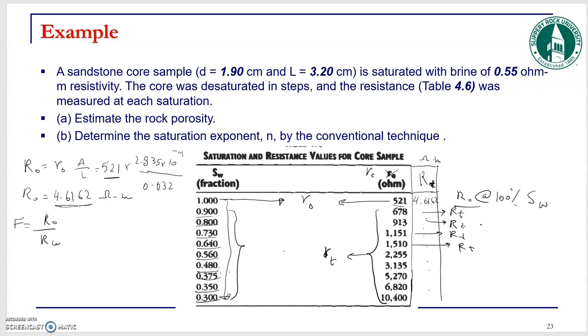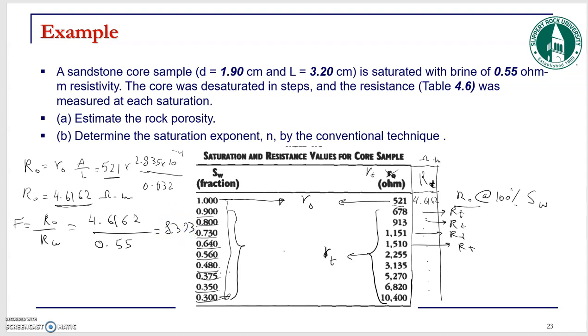So I'm using the first data point, which is the resistivity of the rock 100% saturated with water, to calculate my formation resistivity factor. So in this case, it's 4.6162 divided by 0.55, and that is equal to 8.393.